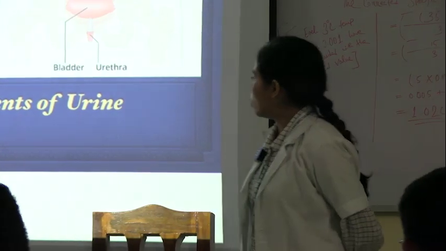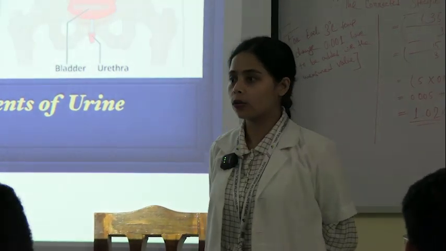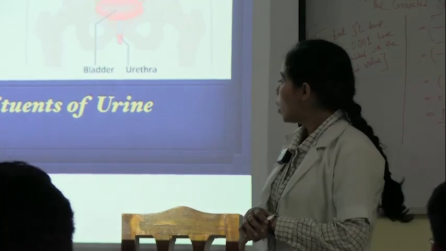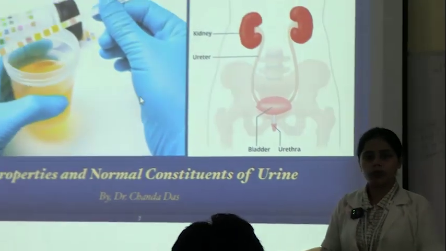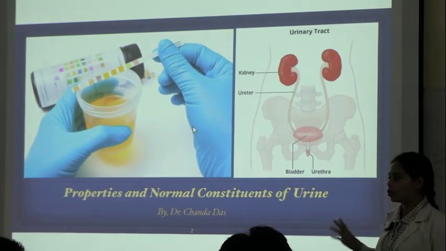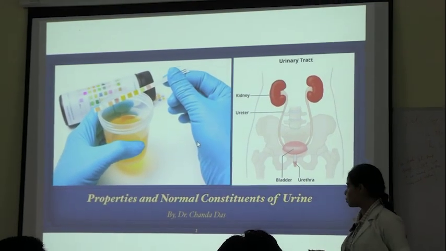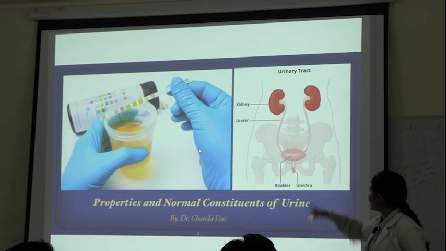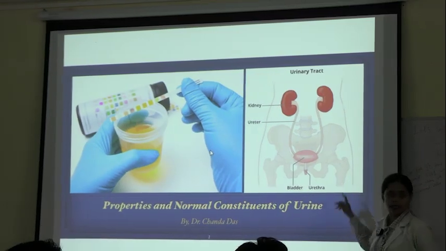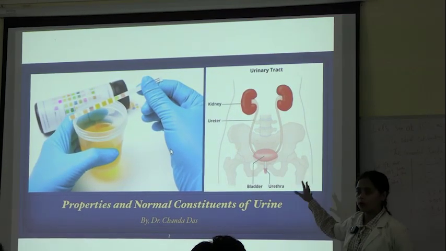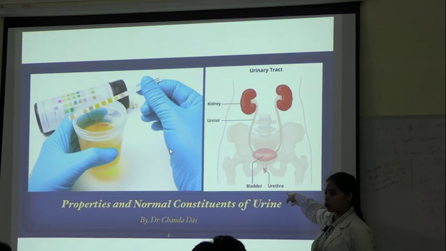So, properties and normal constituents of urine. I am not waiting for anyone if somebody is lacking, okay? We are already late. So before you know the abnormal properties of urine, you have to know what is there. The normal constituents of urine, you have to know that first, and then we will go to the abnormal constituents. See, this is the rough idea of the anatomy of our renal system: the kidney, the ureter, bladder, urethra.